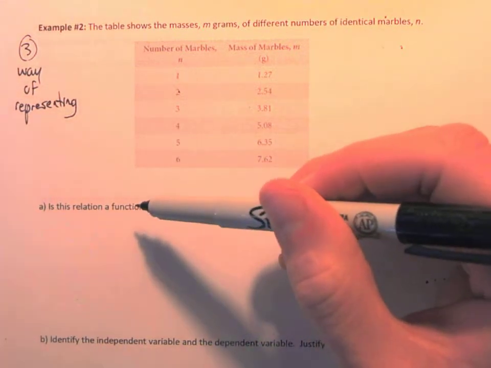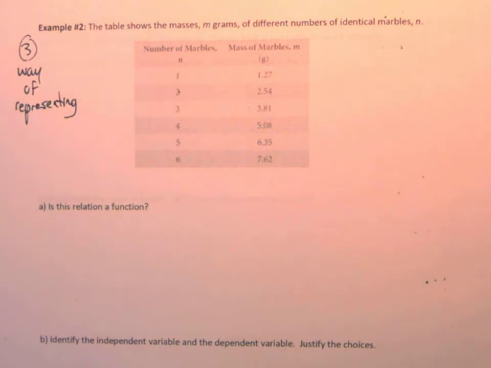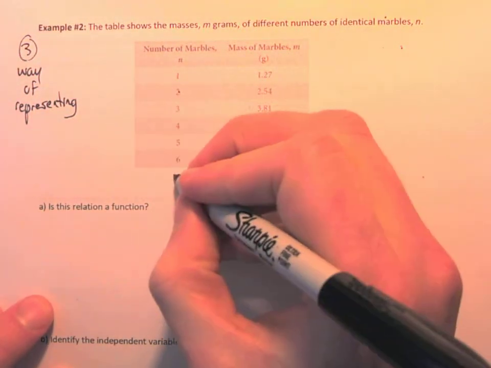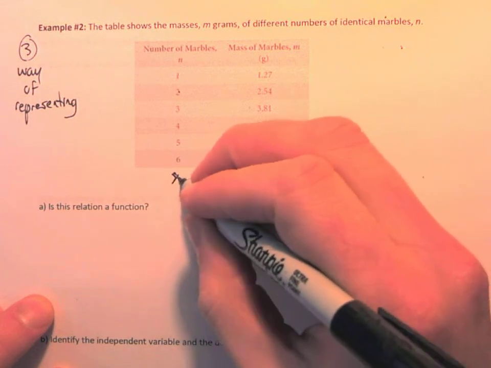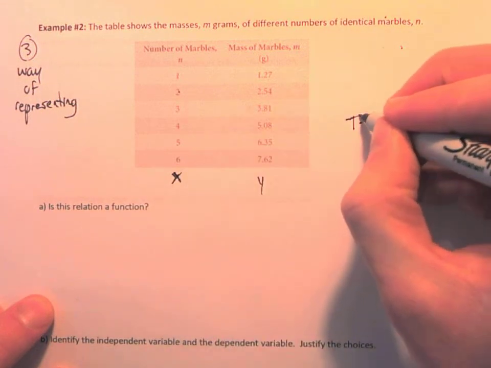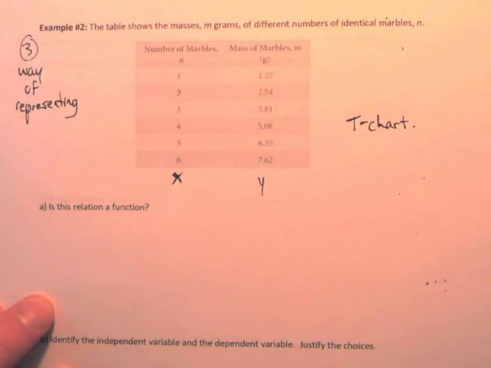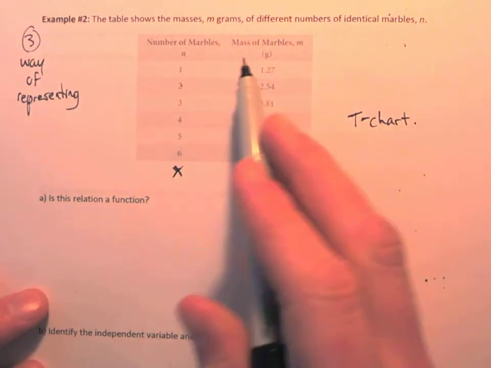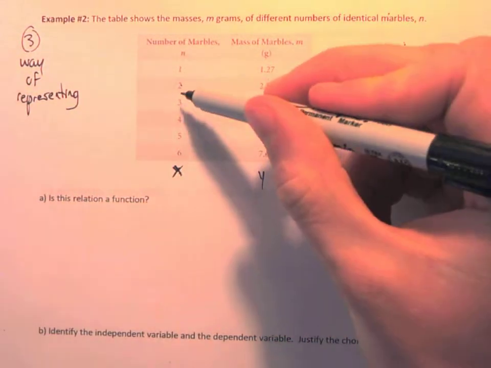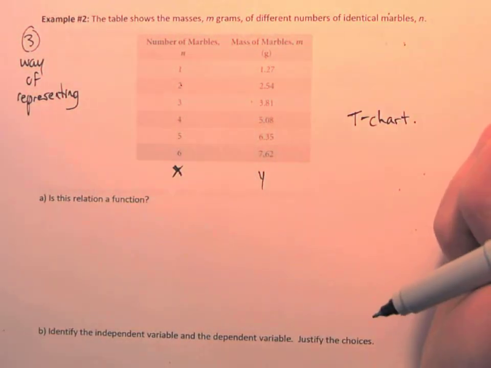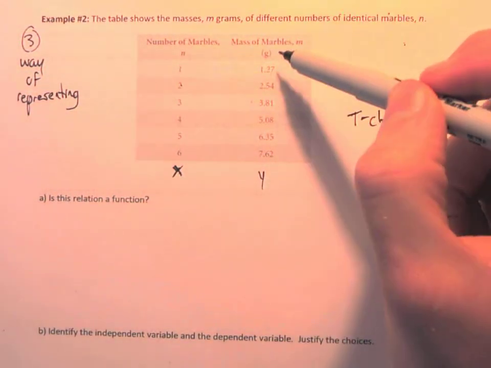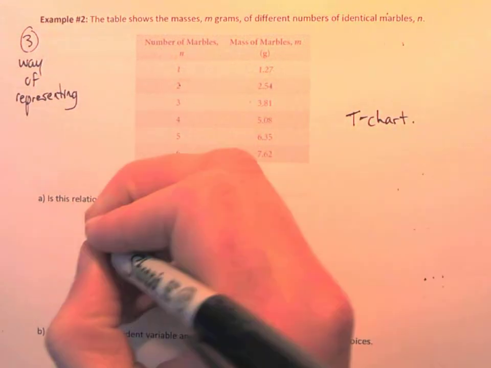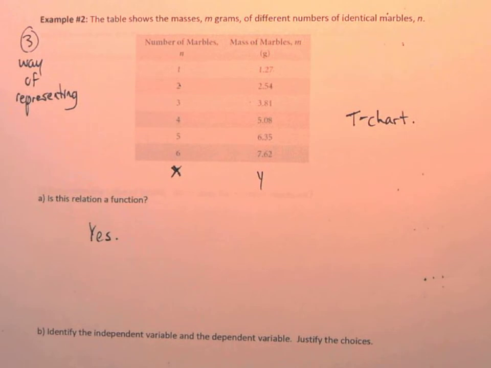So the first question, is this relation a function? Well, first of all, does every x value you see have a y value? Yeah. This is the x value and this is a y value. This is called a t-chart or a t-table or that sort of thing. So we got that first one. The second one was, does any x value have more than one y value? Let's see. 1 only has 1, 2 only has 1, 3 only has 1, 4 only has 1, 5 only has 1, 6 only has 1. So that works. Yes, the relation's a function.